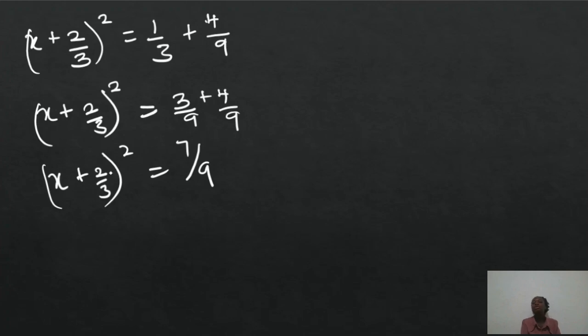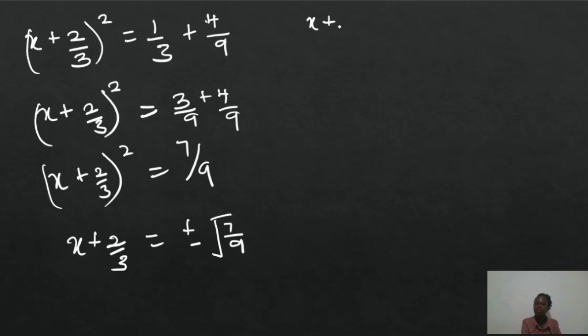Now we are finding a way to remove the squared, and we can only do this when we introduce square root. So we are going to introduce square root here. So now it means that when this square goes away, there will be a square root at the right hand side. So we are going to get x plus 2 over 3 to be equal to plus or minus square root of 7 over 9. Now square root of 7 over 9 is the same as square root of 7 over square root of 9.